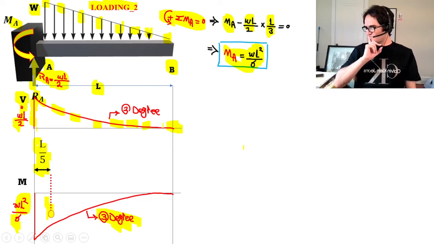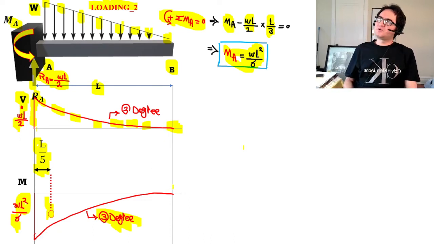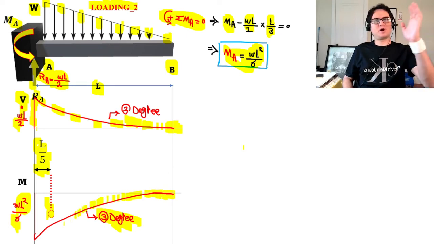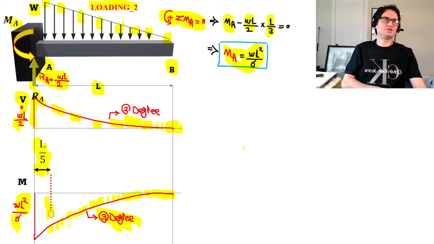Again, if you want to check, for example, from here, the numeric value of the slope is increasing from right to left. So the slope of the moment should be increasing from right to left. That's the best way to double check your drawing or your calculation.